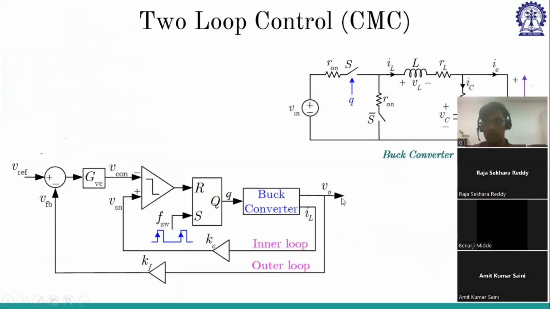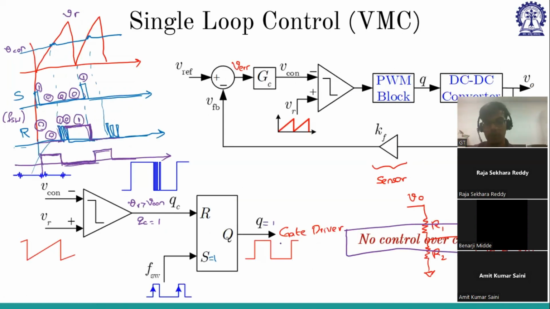If you want current to be also controlled, we have to go for current mode control. So here we have two loops. Outer loop is this V naught loop. Sir, why are we moving to two loop control? In this case, we don't have control over current, right? We are only bothered about V naught.